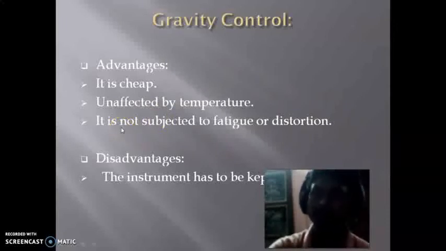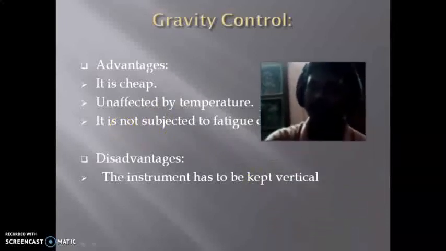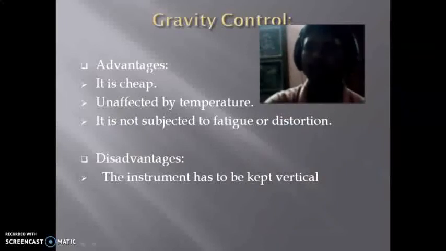And it has a disadvantage: the instrument has to be kept vertical, we cannot place it horizontally. So that is the main disadvantage of this kind of gravity control. So we have to place the instrument in the vertical position. So these are the controlling torques, spring control and gravity control. Both are effective and we can use both in any kind of instruments.